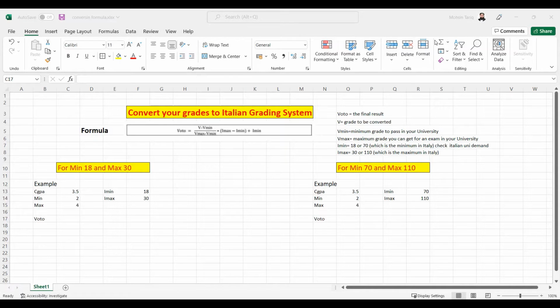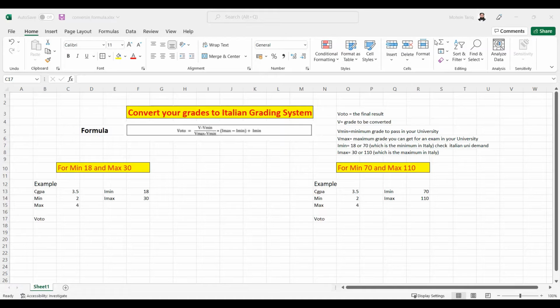So the formula is: the votes, which are the grades you are going to obtain, equal V minus V minimum. V is the grade to be converted, for example, a 3.5 GPA, and V minimum is the minimum grade to pass in your university. For example, in Pakistan it is 2. You divide this by V maximum, the maximum grade you can get in an exam in your university, for example 4, minus V minimum. Then you multiply the result by I maximum, which could be 30 or 110.